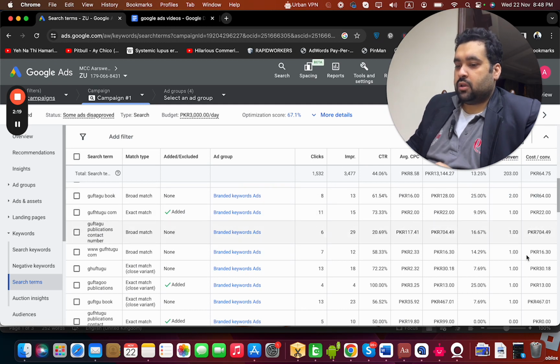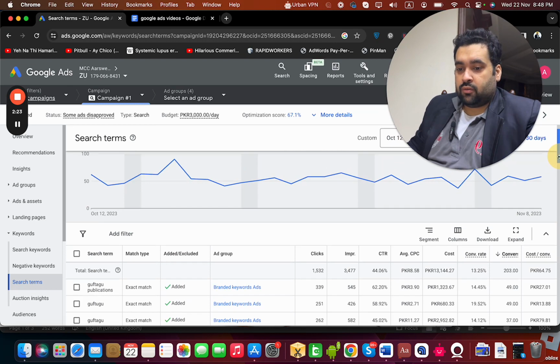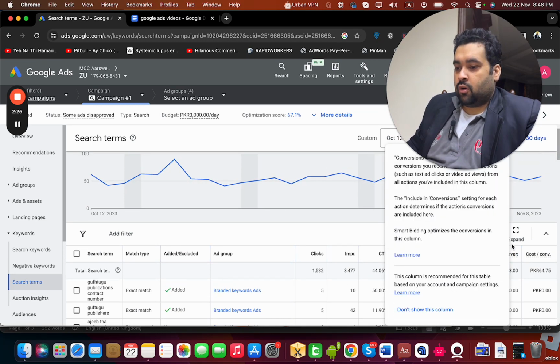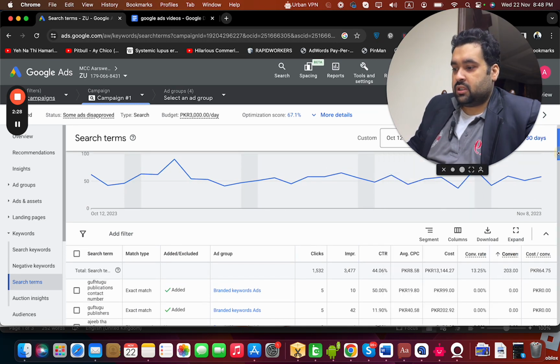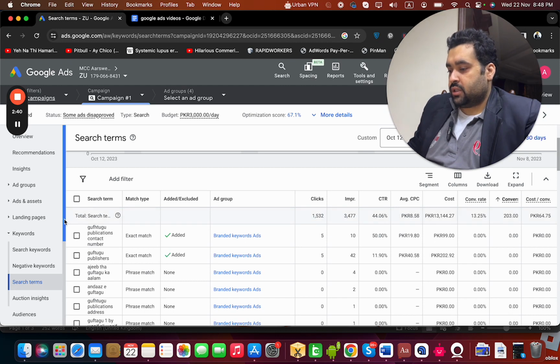I can add them to get targeted conversions from them. Then I can look at other keywords. For instance, these keywords did not generate any conversions for us, but they cost us clicks. So we can add them as negative keywords so that we do not get traffic from them. This is a very good strategy to optimize your campaign.